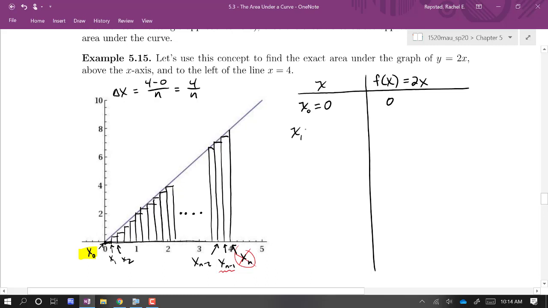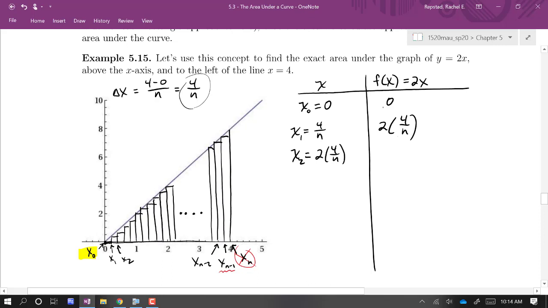x1, well, how do we get x1? We start at x naught and we add a width, right? One of our delta x values. So this is going to be 0 plus 4 over n, or 4 over n. And so its height is 2 times 4 over n, which I'm going to leave written in that form. x2, the next one, I'm going to add 4 over n again. We get each x sub i by just adding the width to the previous one. So x2 is 2 times 4 over n.